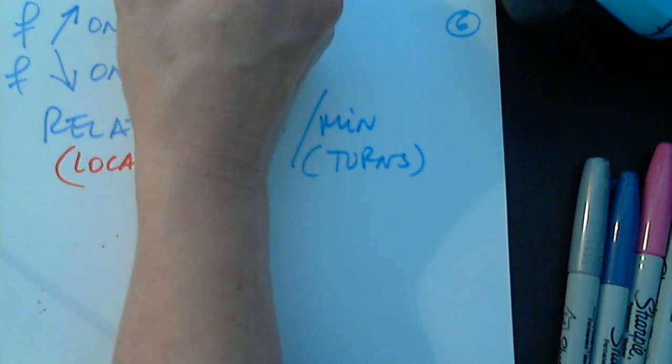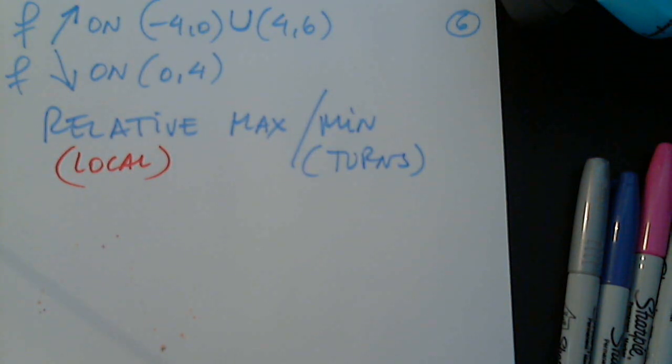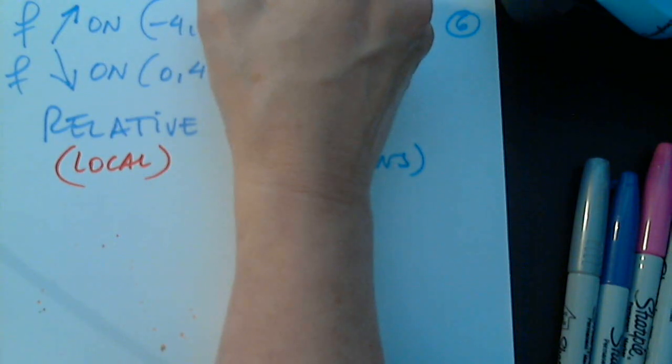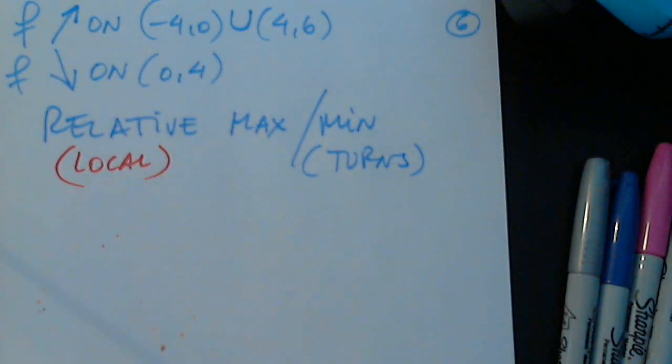A relative max, because all the other values here are smaller. Now I'm talking about the y value. And obviously this is a relative min. The function decreases, reaches a low point or a turn, and then goes up and increases.